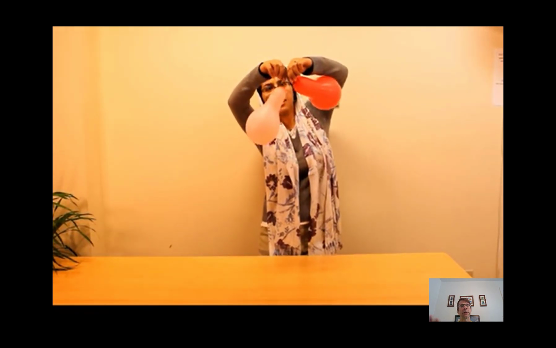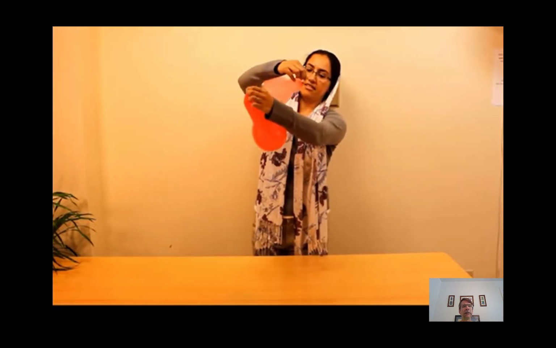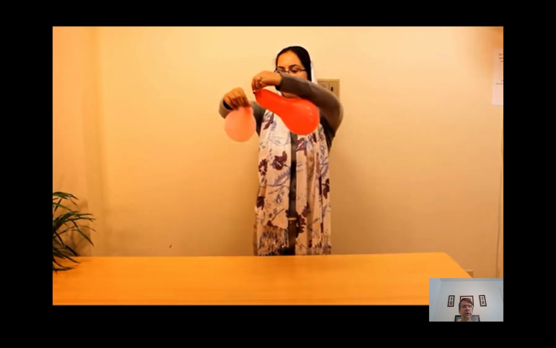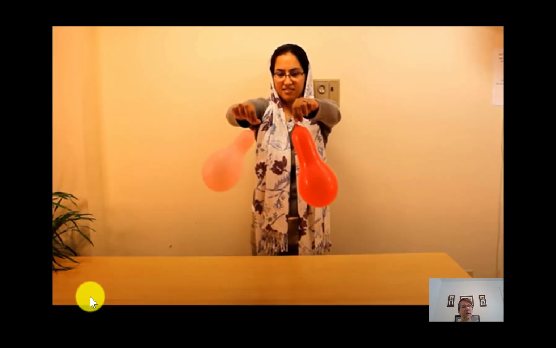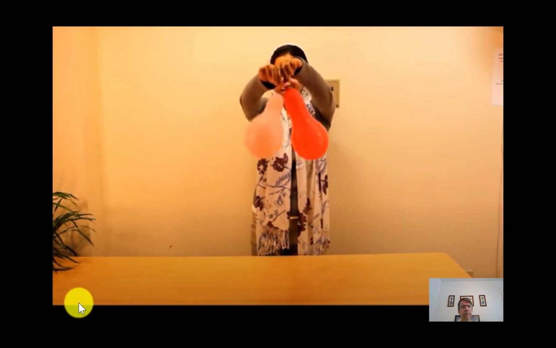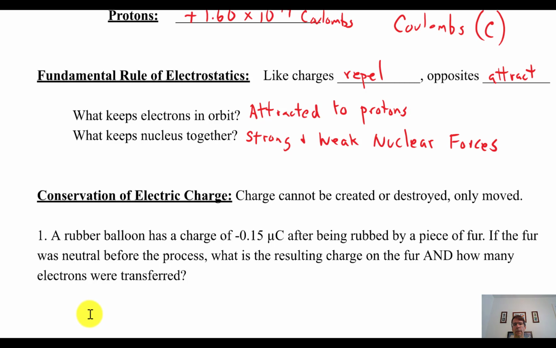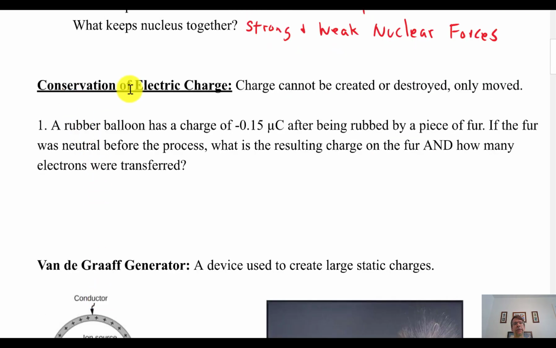Now, they're also attracted to the sweater, which we'll talk about later on. But the main thing here is, forget her sweater right now. They are repelling each other. Like charges repel. So that's a good example of at least the first part of the fundamental rule that like charges repel. Later on I'll show you opposites attracting. Then we have this idea of conservation of electric charge.